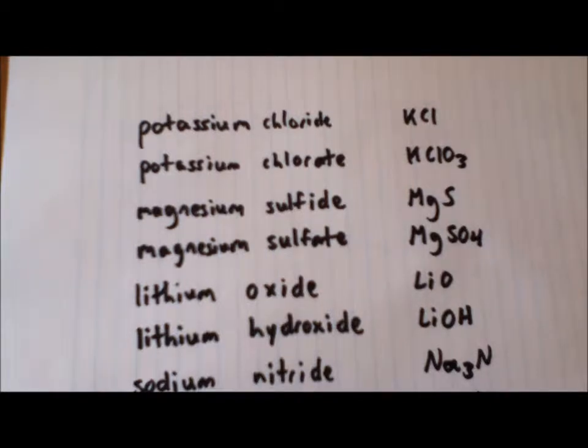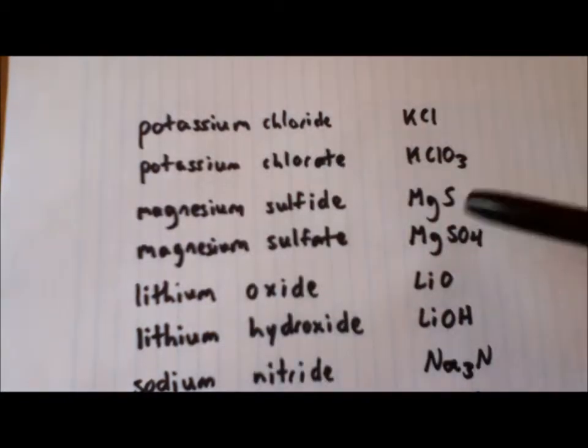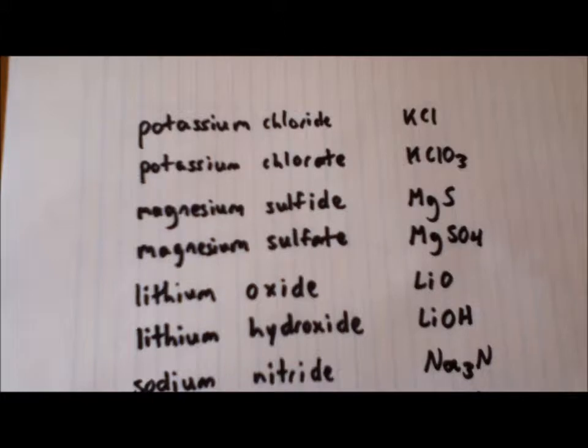This is the fourth video, writing formulas for ionic and polyatomic compounds. Here we're going to look at how you tell the difference. How do you know, in a name and formula, if we're looking at an ionic compound or a polyatomic compound? How can you tell?